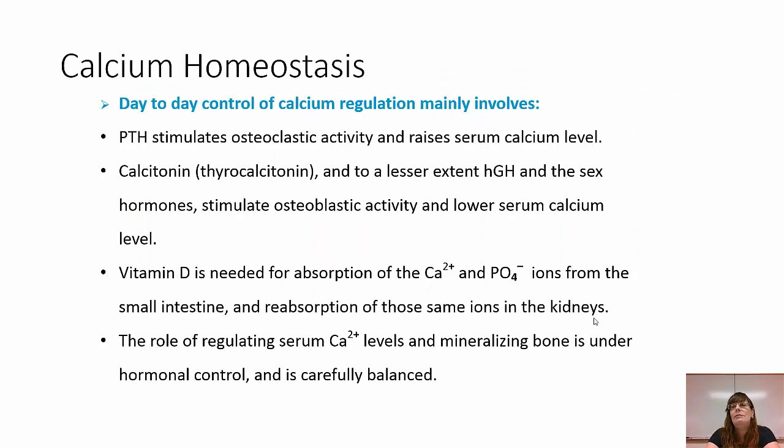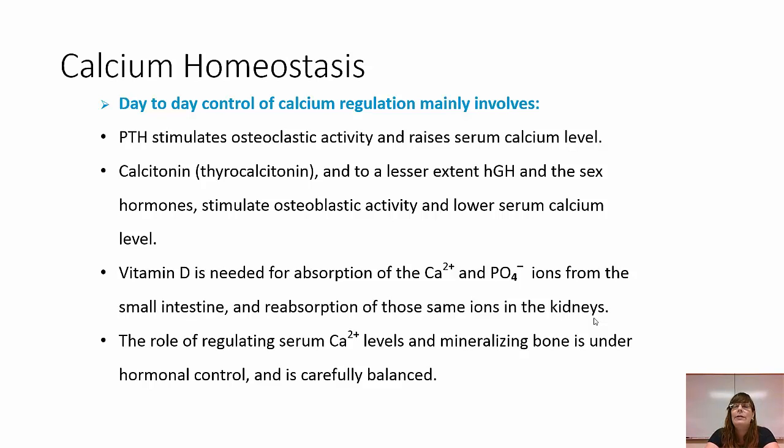Homeostasis for calcium has to be maintained on a daily basis. Parathyroid hormone stimulates osteoclast activity to break down bone and raise the blood calcium level. Calcitonin is the opposite, and to a lesser extent human growth hormone and the sex hormones, they stimulate osteoblast activity to take calcium out of the blood and put it into the bone, therefore lowering serum calcium level.